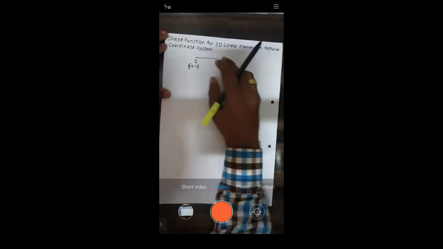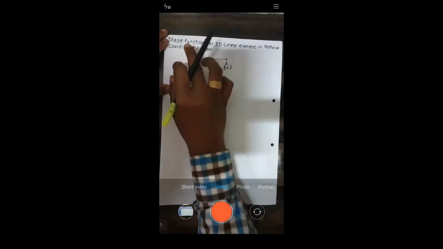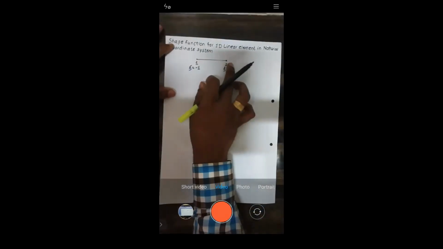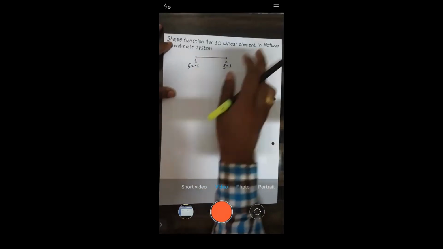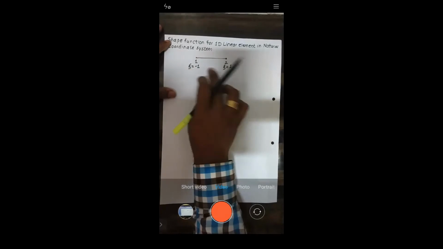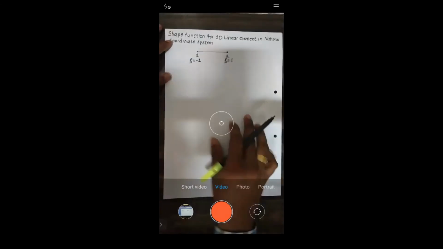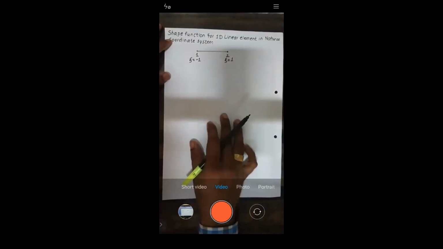Okay. So shape functions for 1D linear element in natural coordinate. This is 1D element because it's a line. It is linear because you have 2 nodes. And why is it natural? Because you have the value of zeta ranging from -1 to 1, right? Now tell me how I should write down overall shape function N.